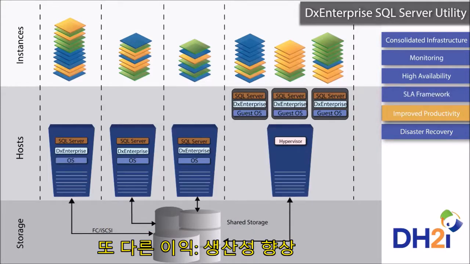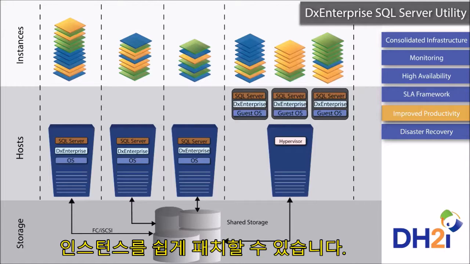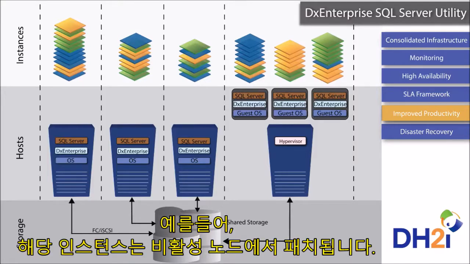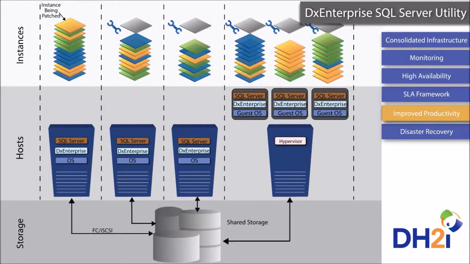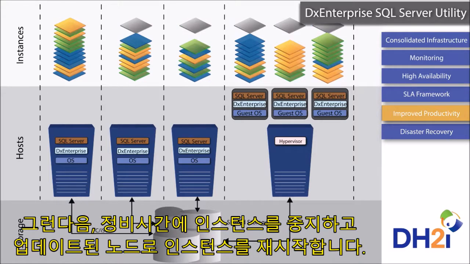Another benefit of DxEnterprise is improved productivity. One way DxEnterprise improves productivity is it gives you the ability to patch instances with ease. For example, this particular instance is being patched on the non-active nodes for that instance. Then, during your outage window, you can simply stop and start the instance onto the updated node.